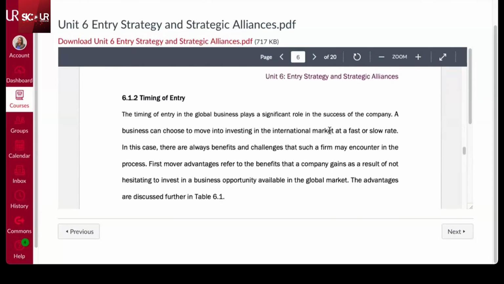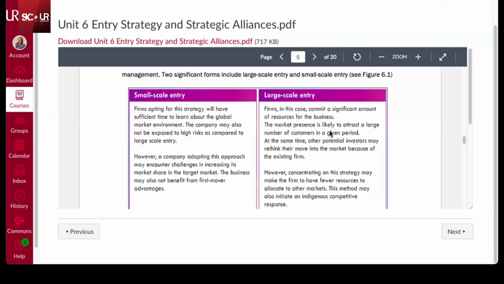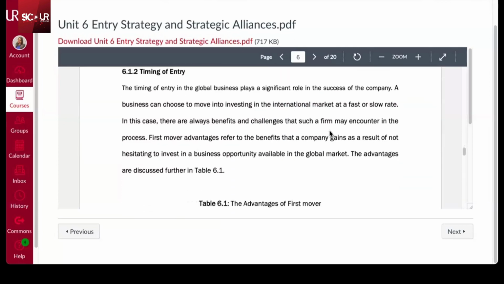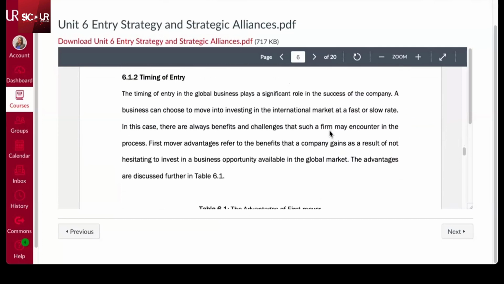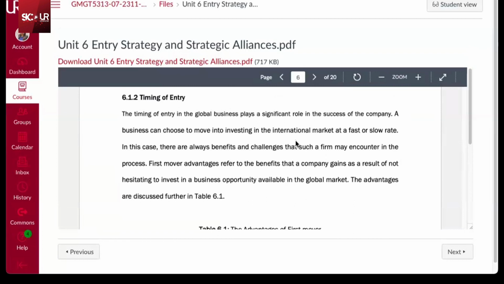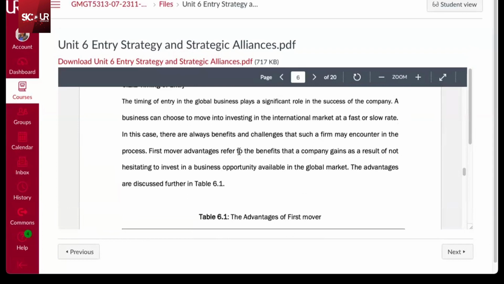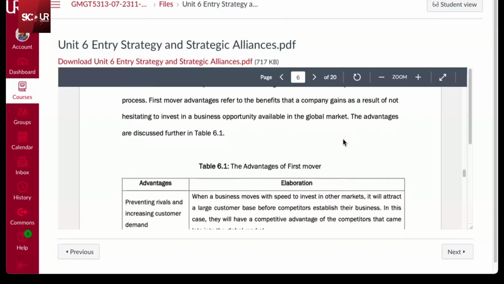Okay, so the first thing is what we call first mover advantage. Okay, first mover advantage. It means that you are the one who is a pioneer, who comes up with the product or services. So the timing of entry in the global business plays a very significant role in the success of the company. A business can choose to move into investing in the international market at a faster or slower rate. There are always benefits and challenges that a firm may encounter. First mover advantage refers to the benefit that a company gains as a result of not hesitating to invest in a business opportunity available in the global market.